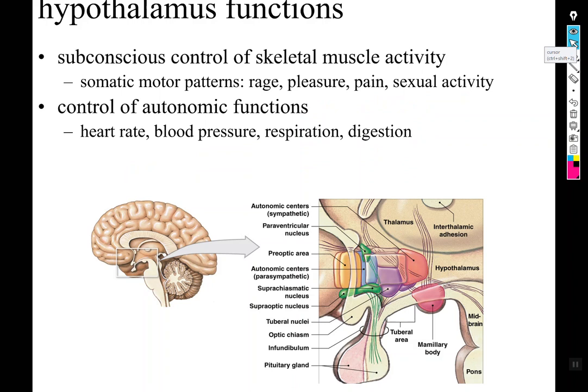It also controls some autonomic functions. So there's heart rate, blood pressure, respiration, and digestion. And of course, it's not the sole controller of these things, but it is involved in their control.